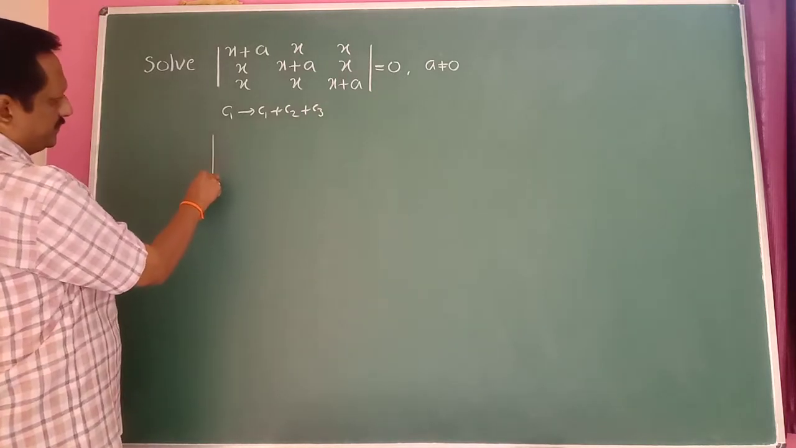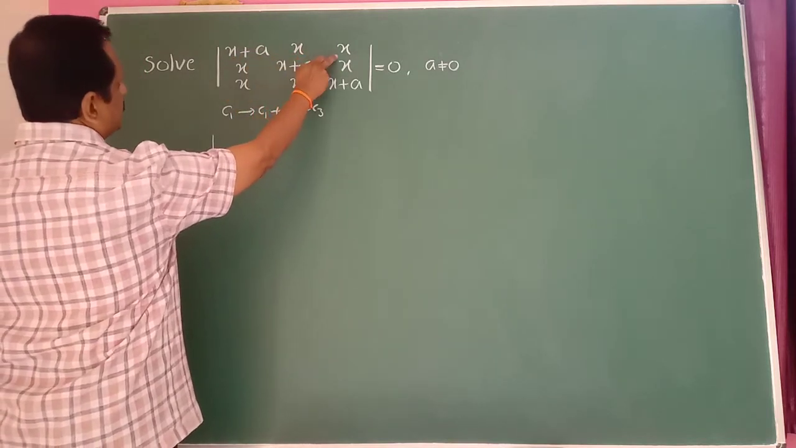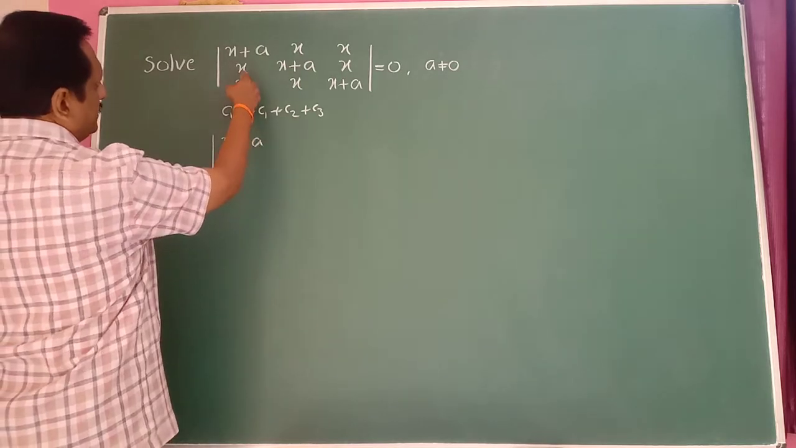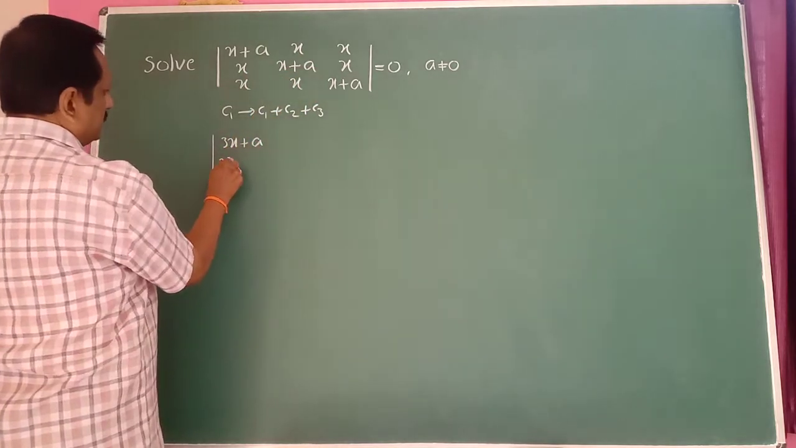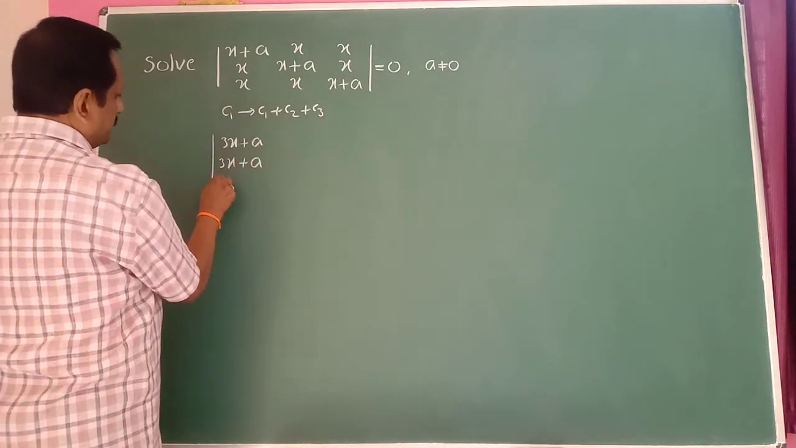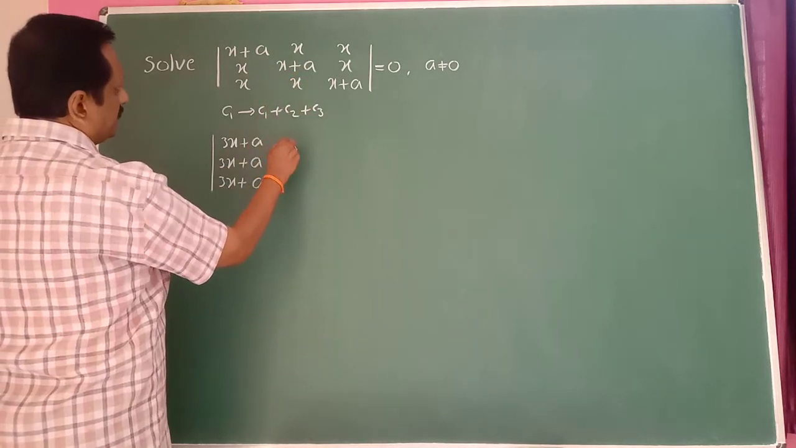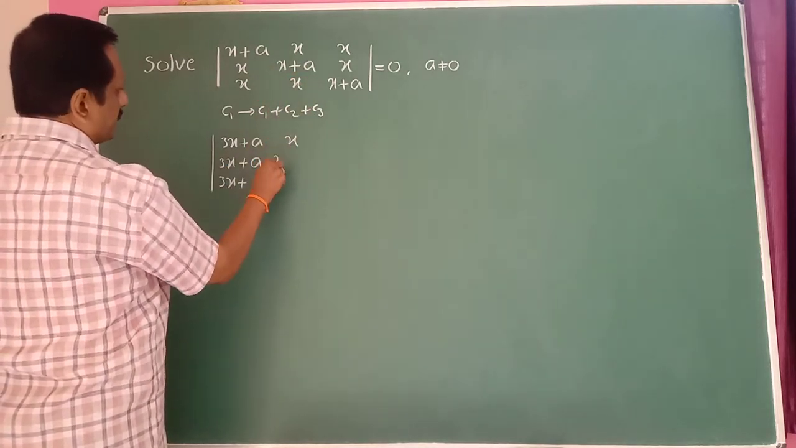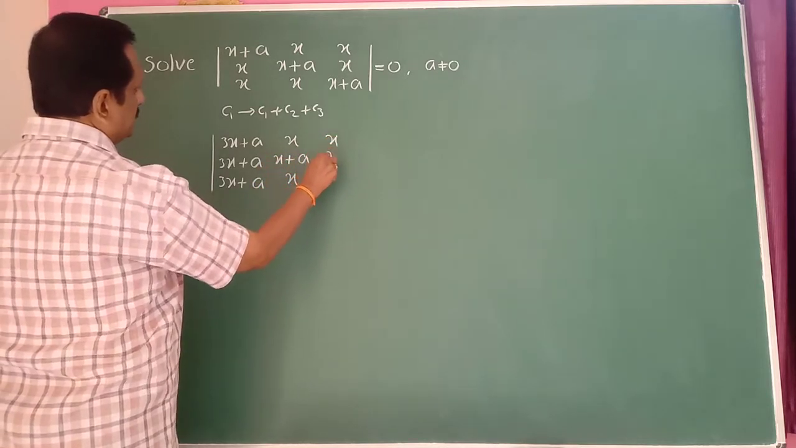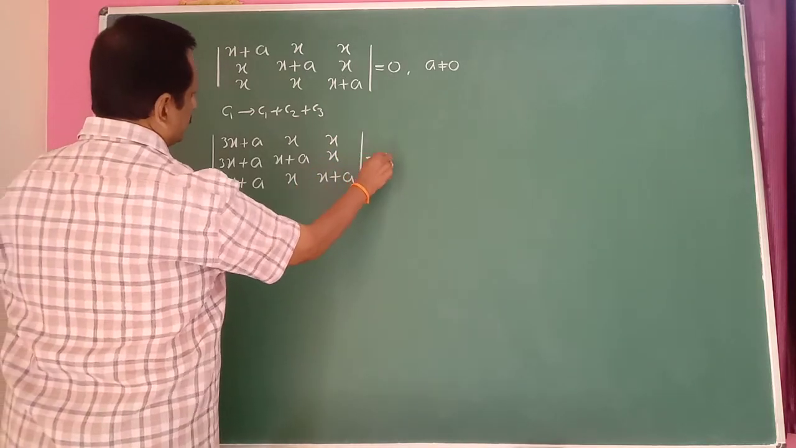Hence, in the determinant, the sum of these three terms, x plus x plus x plus a, becomes 3x plus a. Similarly, the sum of the other rows is also 3x plus a. Take the second and third columns as they are: x, x plus a, x; and x, x, x plus a. That is equal to 0.